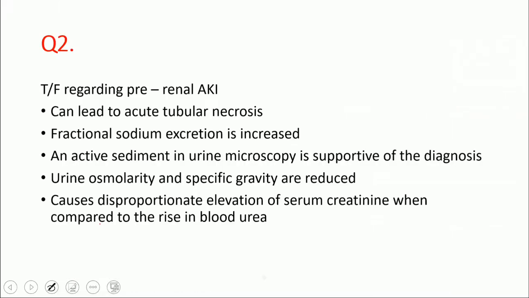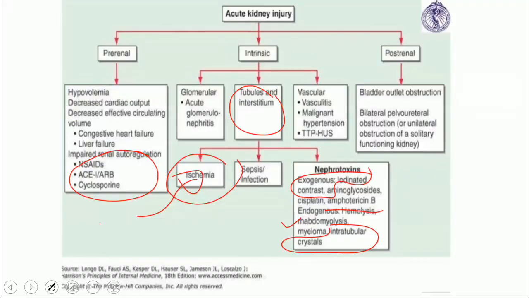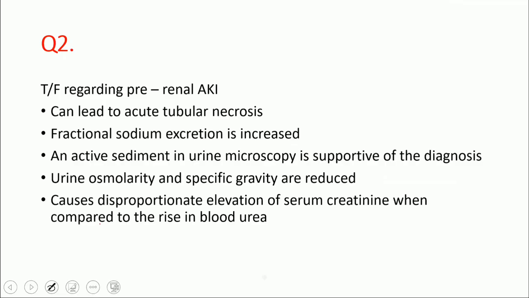Right. So question number 2 is again focusing on pre-renal AKI, which is the commonest cause of AKI, right? Pre-renal AKI can lead to acute tubular necrosis as well. Remember, we talked about this. Pre-renal AKI, if it's prolonged, can lead to ischemia of the tubules and acute tubular necrosis, right? So there is a possibility of pre-renal AKI progressing into a tubular necrosis. That is right.